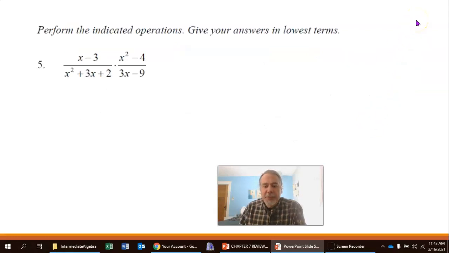For the next few problems, the directions say perform the indicated operations. So we're going to look at what we're going to have to do. Do we have to multiply, divide, add, subtract? And we're going to do that, and we're going to make sure our answers are in lowest terms. Here we are multiplying. We're taking these two rational expressions and multiplying them together. And the way to do that is look at the numerators and denominators and factor them if possible.